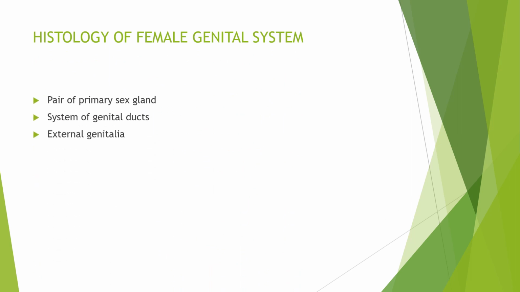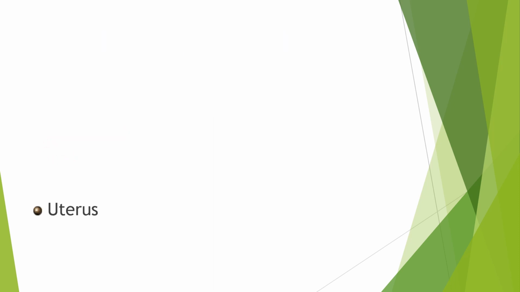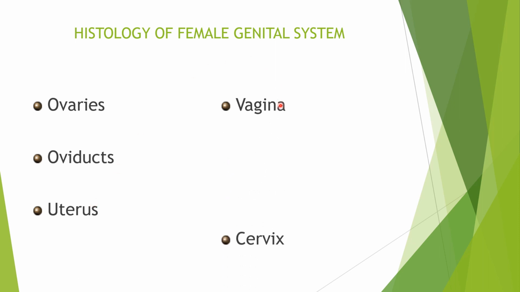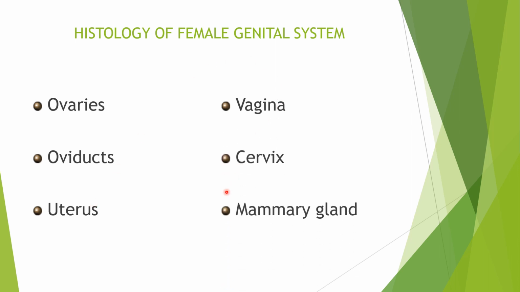Female genital system consists of the pair of the primary sex gland, the system of the genital ducts and the external genitalia. So today we are going to discuss the histological features of the different parts of the female genital system, including the ovaries, the oviducts, then the uterus, and then the vagina, cervix, and mammary gland.